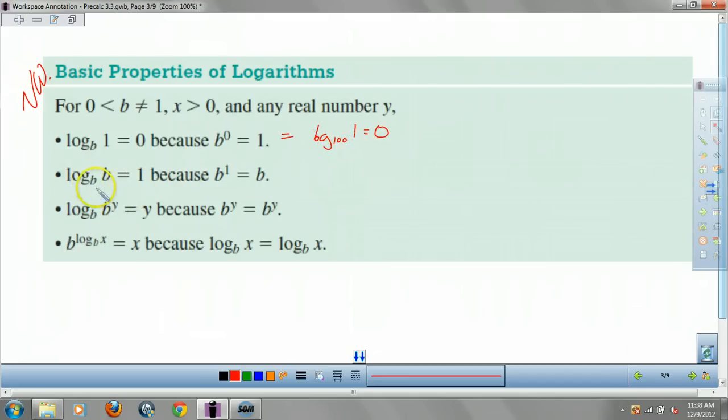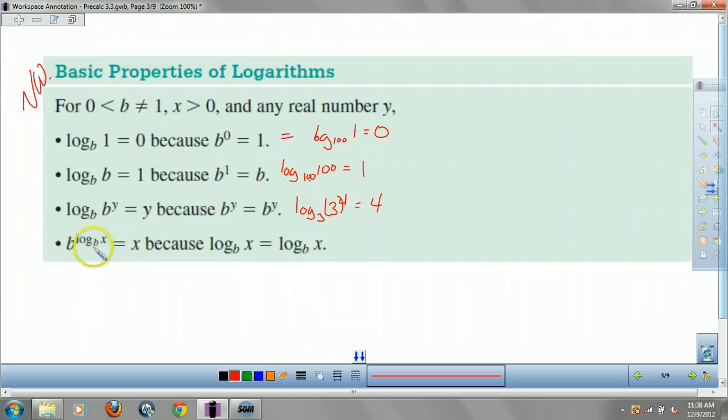Okay? Your log base b of b equals 1 because b to the 1 equals b. So again, if I put log base 100 of 100, that's going to be 1 because 100 to the first power is 100. Log base b of b to the y equals y because b to the y equals b to the y. Well, yeah. Log base 3 of 3 to the 4th equals 4 because 3 to the 4th equals 3 to the 4th.